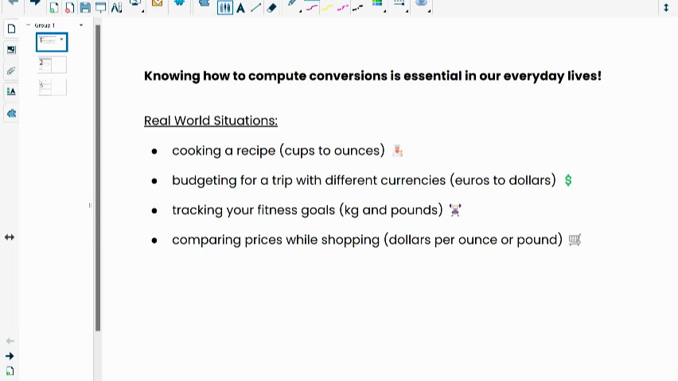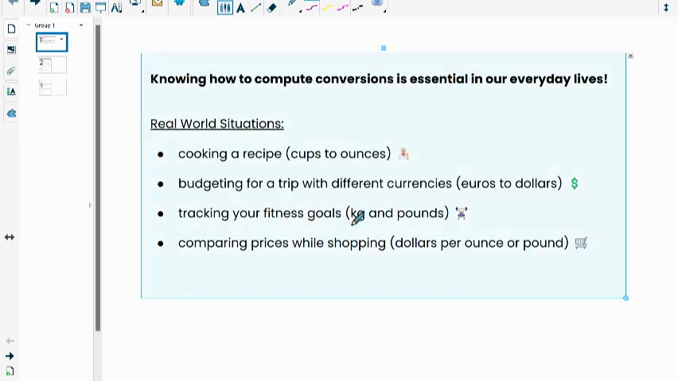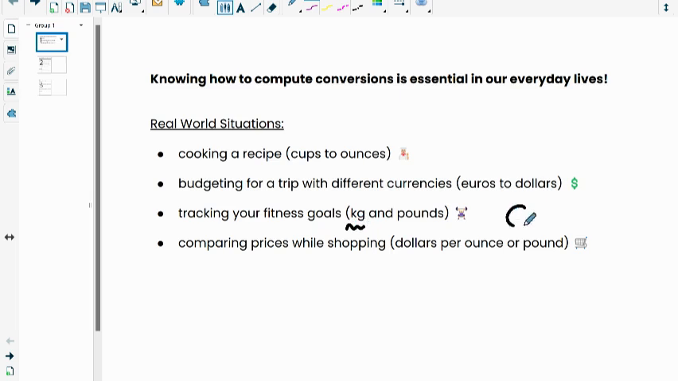Tracking fitness goals, like kilograms and pounds. For example, some fitness equipment is only labeled in kilograms, and in the US, we mainly use pounds. For example, kettlebells, those metal balls you may have seen before that have the little handle on them, are usually labeled in kilograms. But in the US, like I said, we would want to know, is it 15 pounds, 20 pounds, 30 pounds?